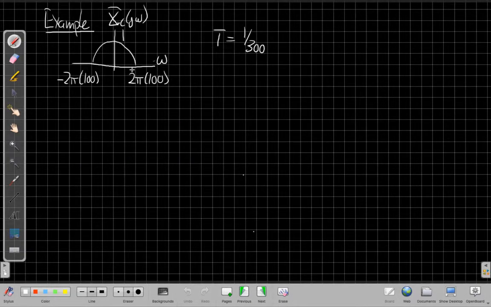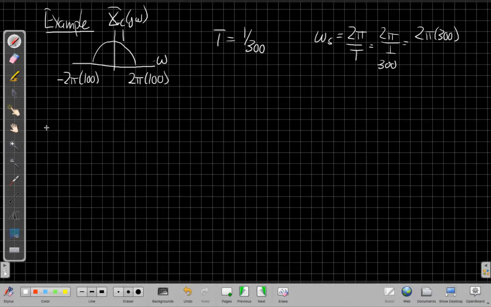Imagine my signal's Fourier transform looks like this, and my T is 1 over 300. One of the first things I want to figure out is my continuous time sampling frequency, which is 2 pi over T, so that's 2 pi over 1 over 300. That's 2 pi times 300. We usually don't multiply the 2 pi through, because if I leave it this way, this is the number in hertz inside the round brackets.